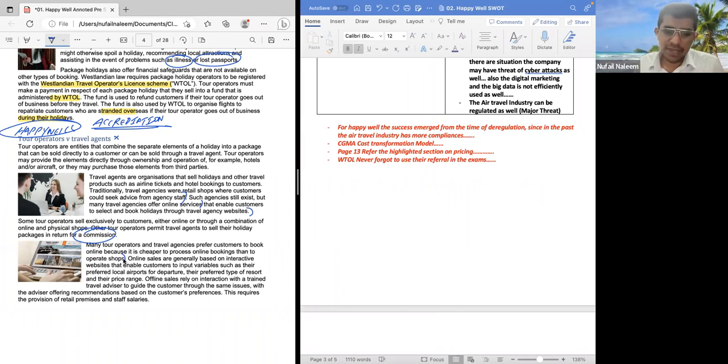Online sales are generally based on interactive websites that enable customers to input variables such as their preferred local airport for departure, the preferred type of resort, and their price range. Offline sales rely on interaction with trained travel advisors to guide the customer through the same issues, with the advisors offering recommendations based on customers' preferences. This requires provision of retail premises and staff salaries.